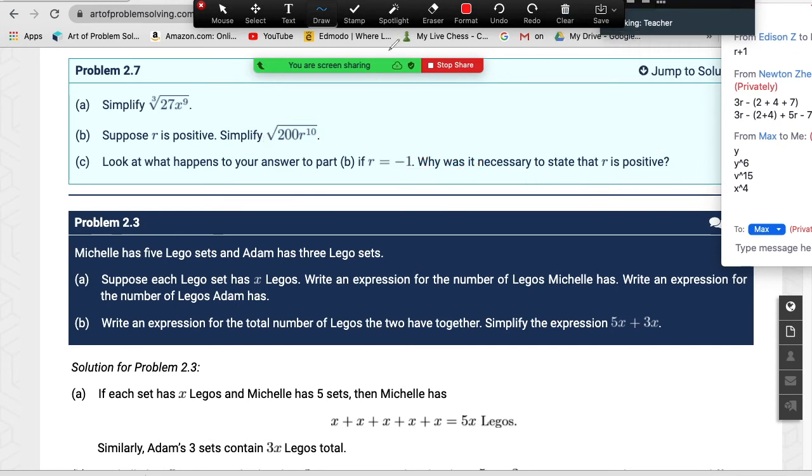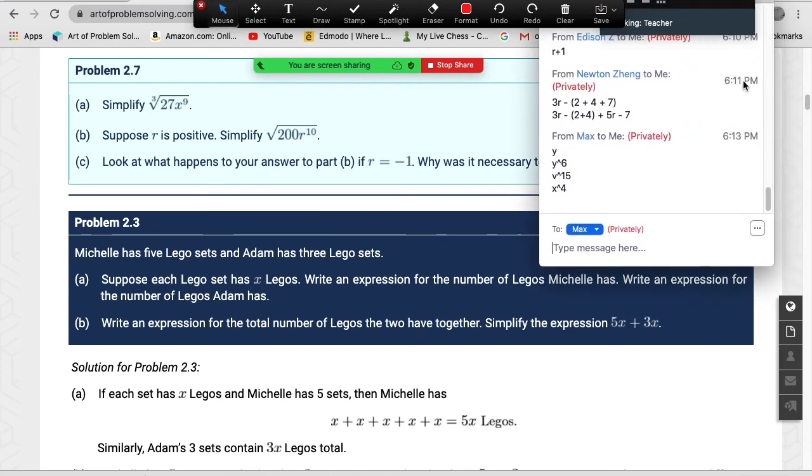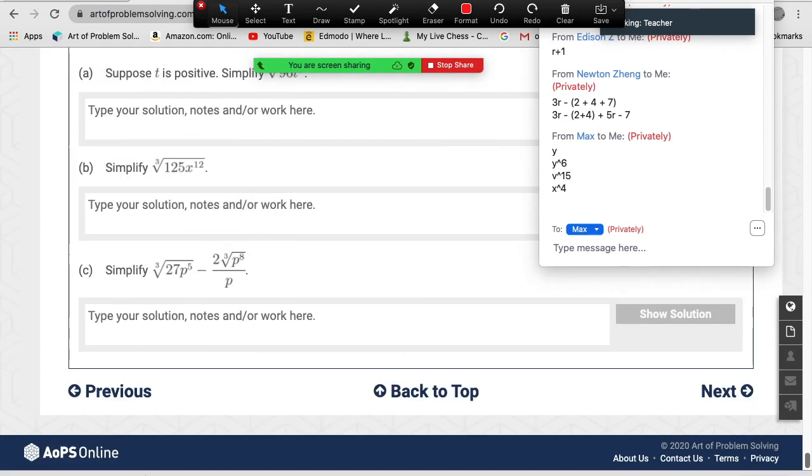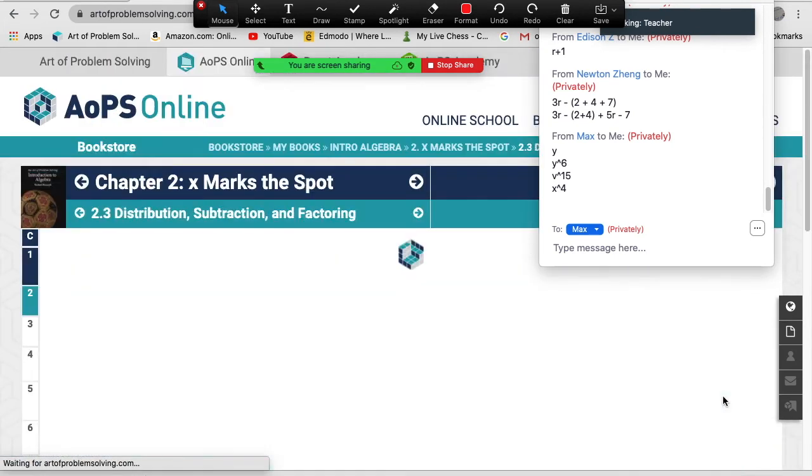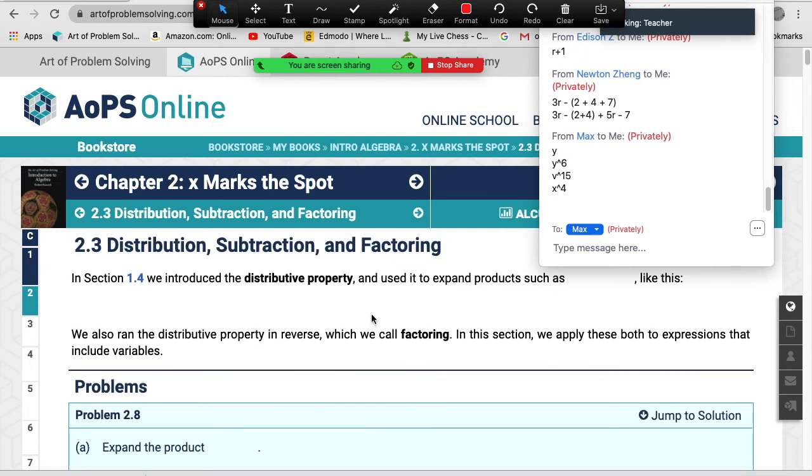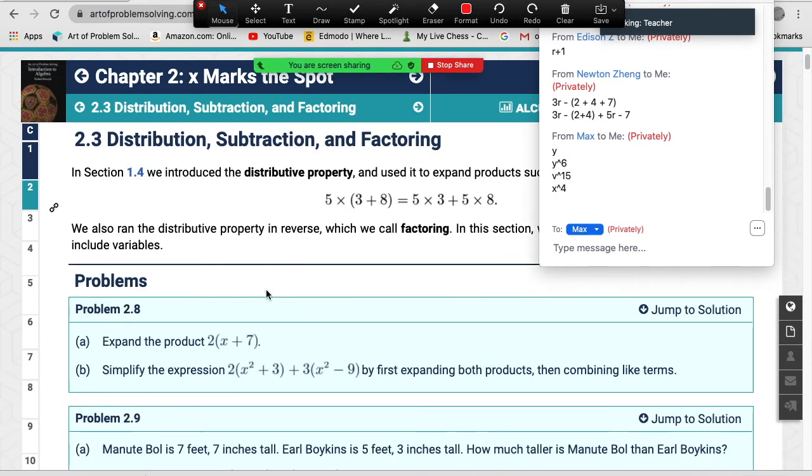So now let's see, we already finished the second section. Now let's go to the next section. Distribution, subtraction, and factoring.